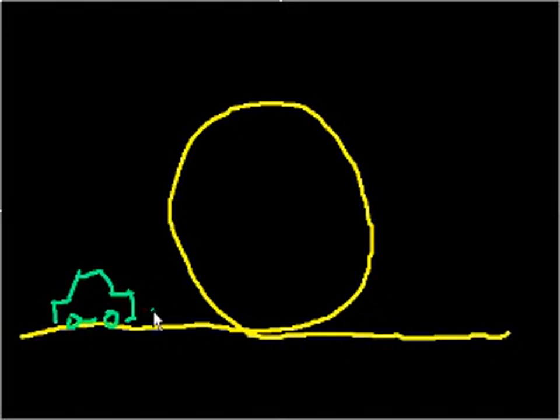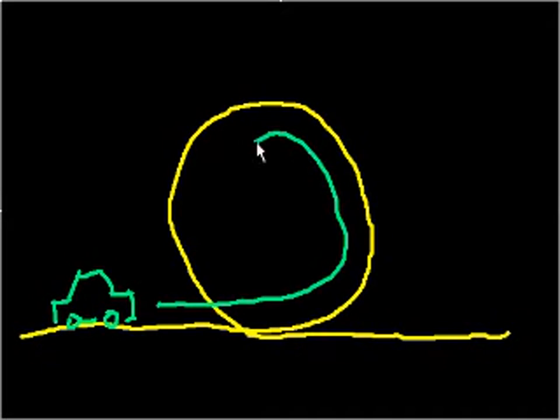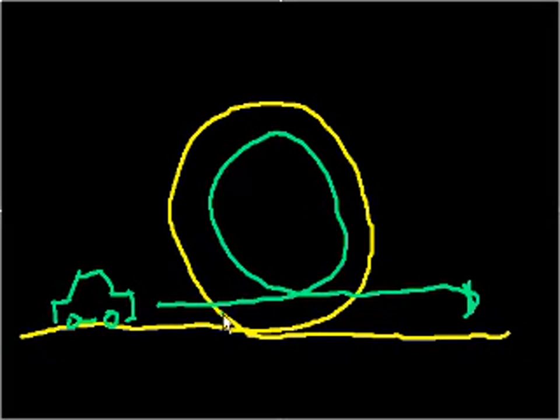And my question to you is, how fast does it have to be going? What's its speed have to be for it to not fall when it gets to this point in the loop-de-loop? So it's going to go like this. This is going to be the path of the car. How fast does it need to go? So let's just think about it. Of course, I have to give a little bit of information.